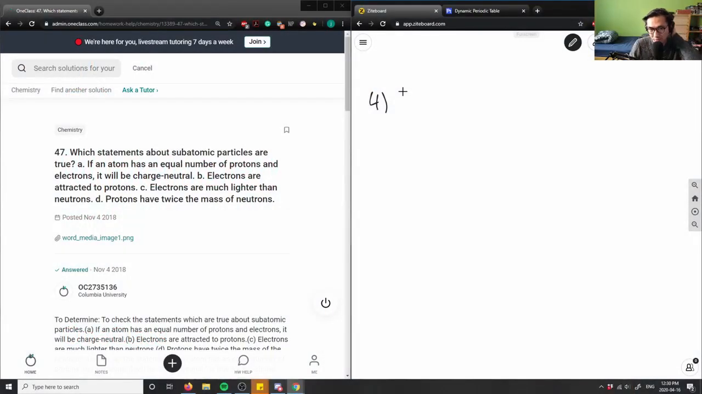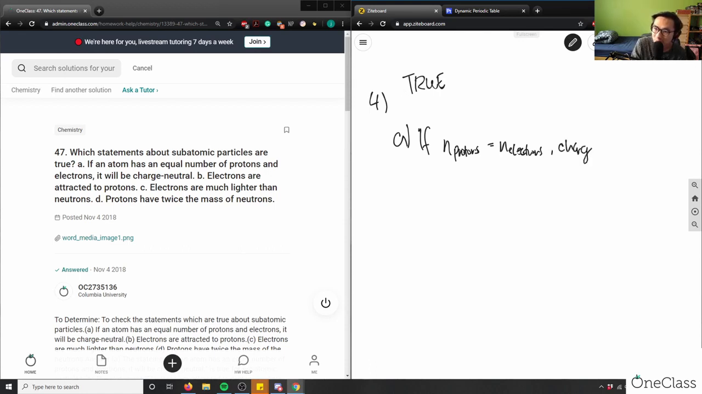Question 4: which statements about subatomic particles are true? So we're looking for a true statement. A says that if an atom has an equal number of protons and electrons, its charge is neutral. So if the number of protons equals the number of electrons, then the charge is neutral. That's our first statement.